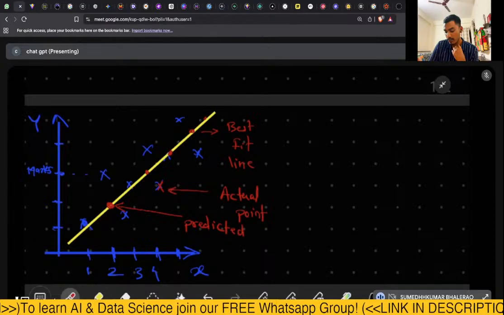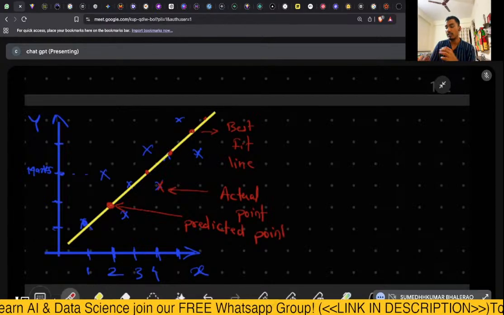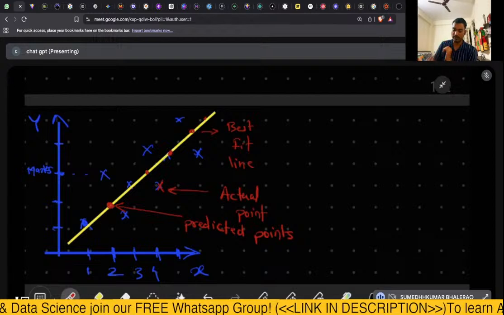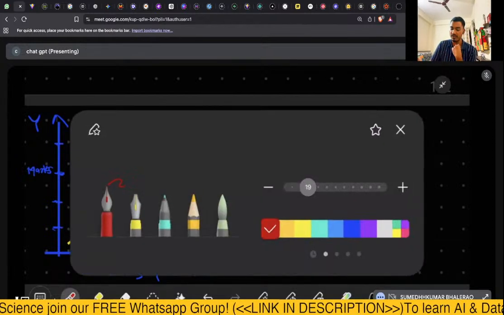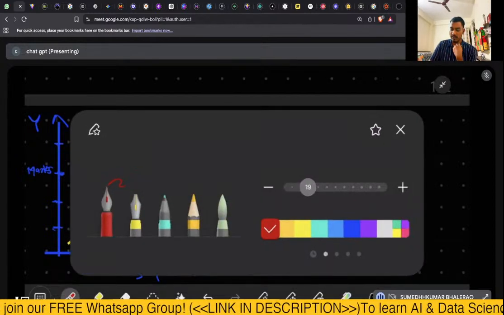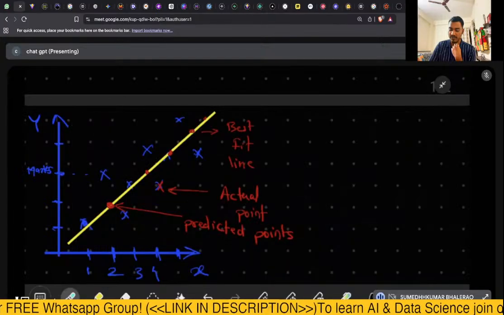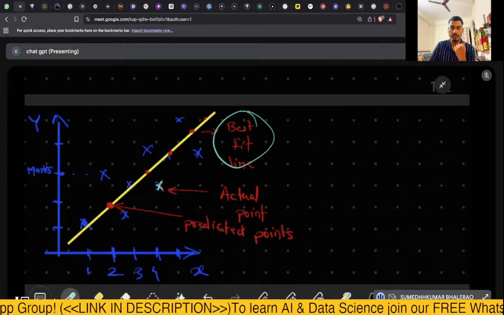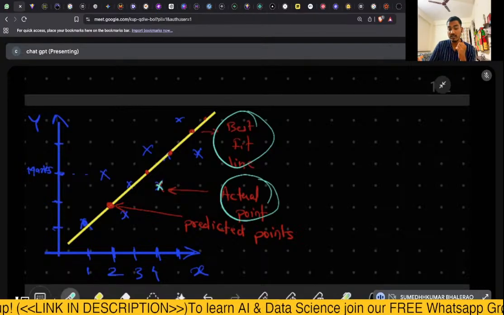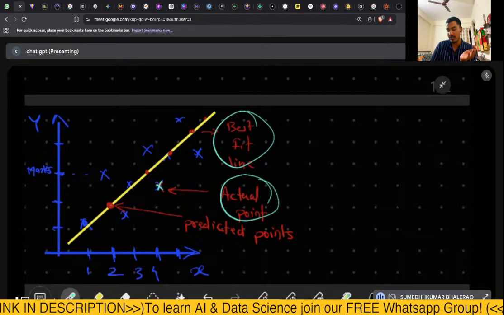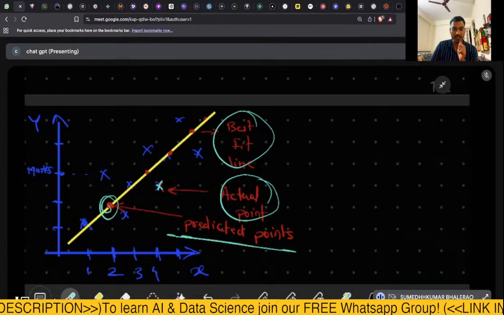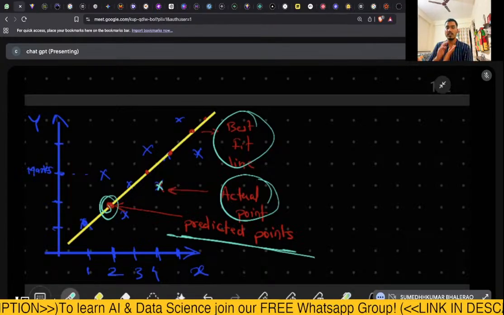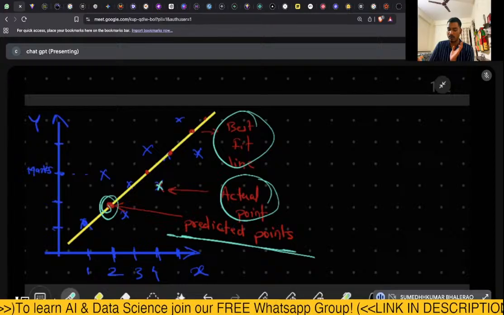Predicted points. Now I got three concepts. Okay, the very first concept is this line is called the best fit line. These points are my actual points, and the points which are on my line are called my predicted points. Okay, all these three concepts I got to know.